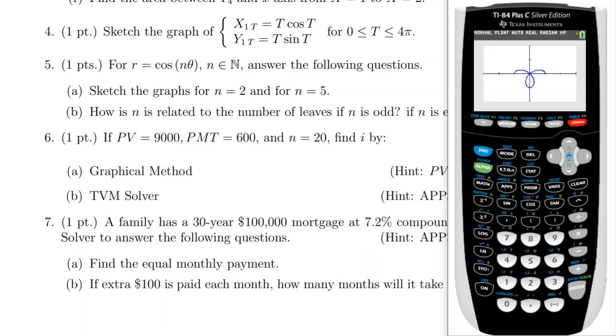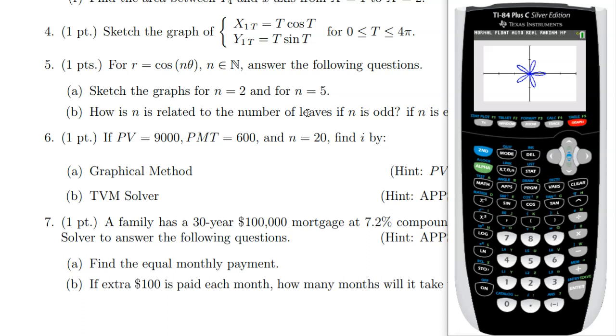And it's going to draw 4 leaves. So when n equals 2, there are 4 leaves. Now let's do 5. If you do n equals 5 and hit graph, it looks like there will be 5 leaves. So when n equals 2, you get 4 leaves, and when n equals 5, you get only 5 leaves.